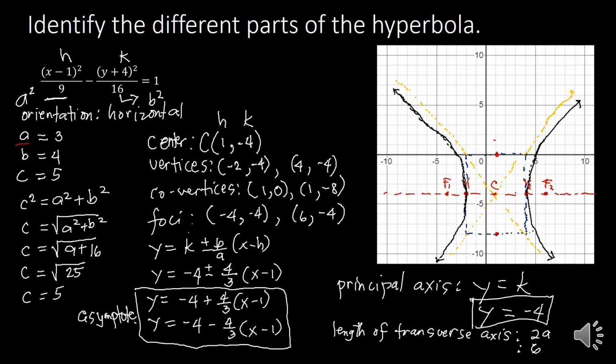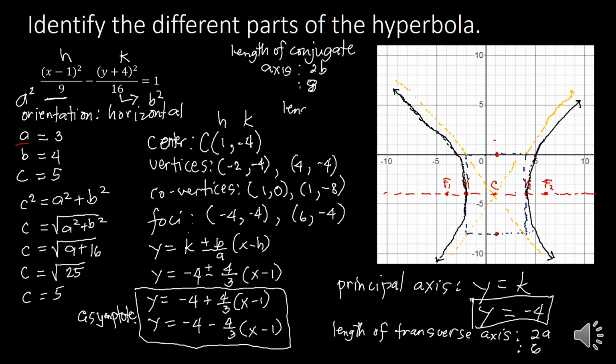So let us now identify the length of the conjugate axis. When we say length of the conjugate axis, this refers to the length of the line segment connecting the two co-vertices. So we are referring to our 2b. So the length of the conjugate axis will be 2 times our b, which is 4. That will be equal to 8. So that's the length of the conjugate axis.